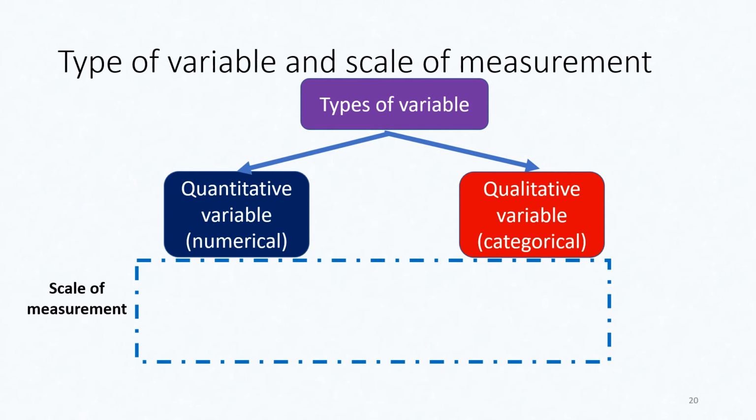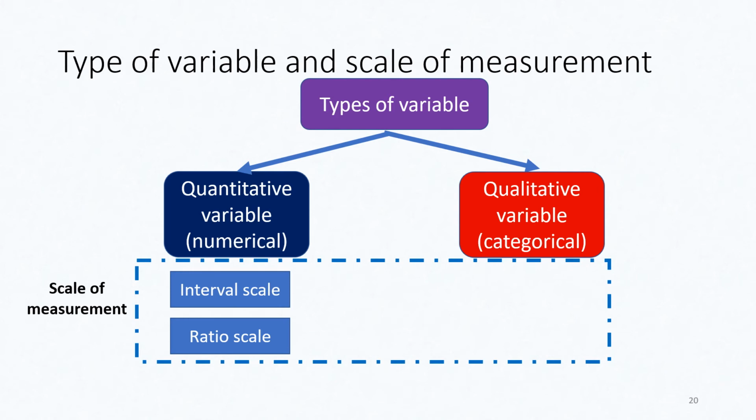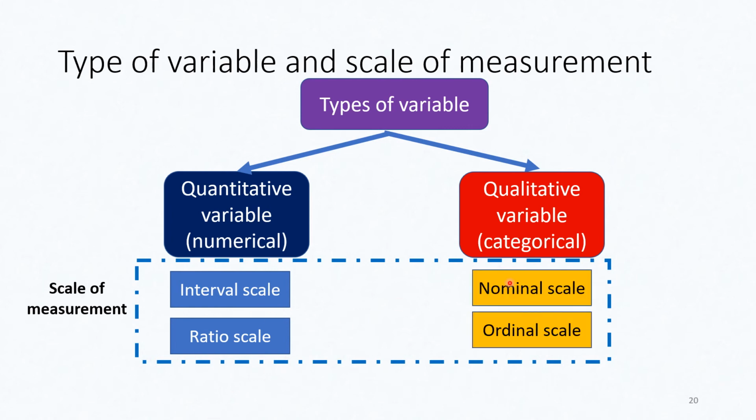Types of variable and scale of measurements. Variables can be divided into quantitative variables and qualitative variables. Scale of measurements for quantitative variables have interval scale and ratio scale. For qualitative variables, the scale of measurements have nominal scale and ordinal scale.